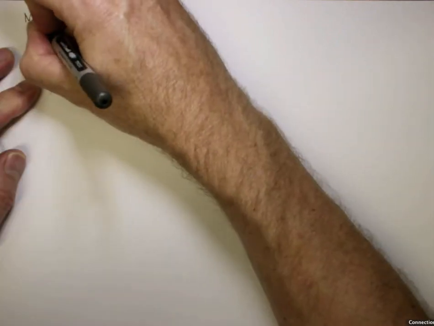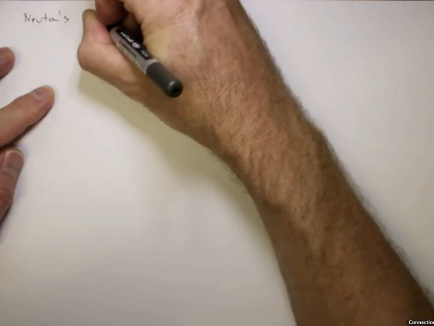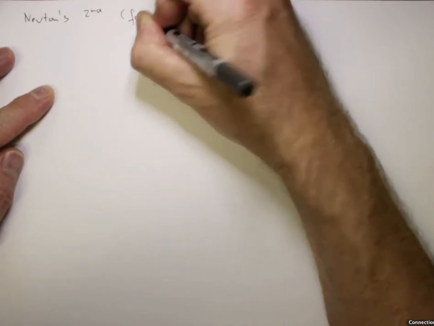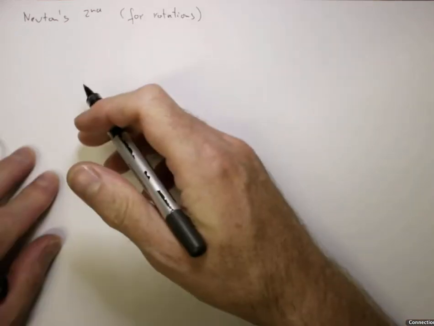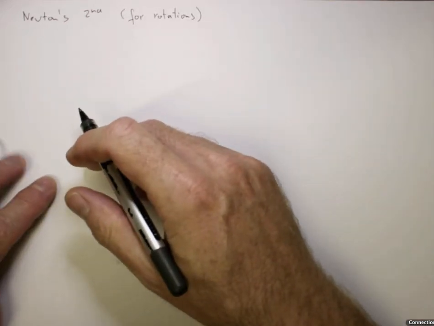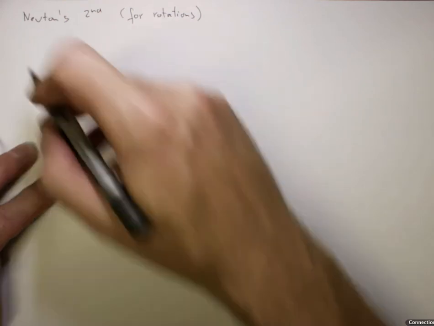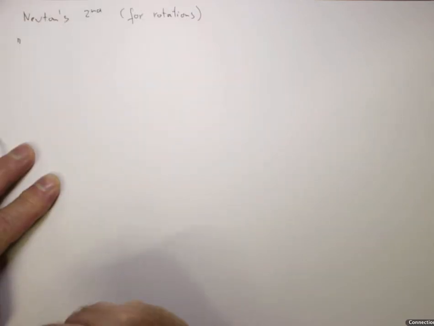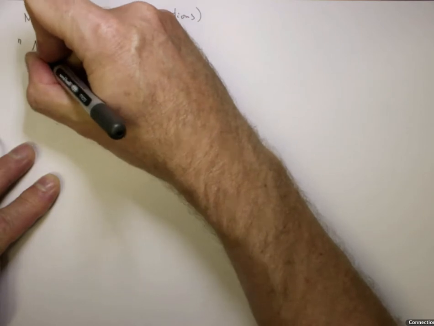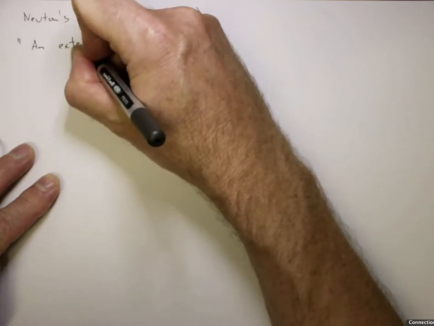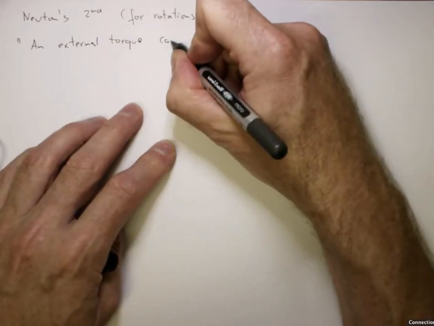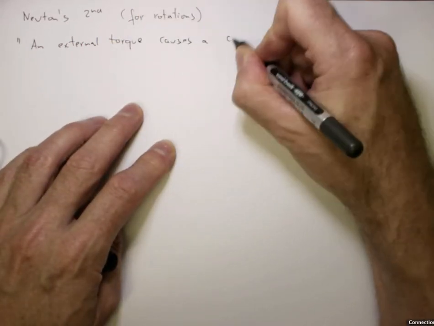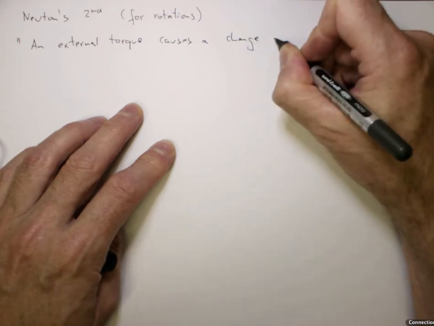We haven't completed our second law as expressed for rotations. And this is because we haven't introduced the concept of angular momentum, which is very important in rotational mechanics. One might paraphrase Newton's second law as an external torque causes a change of angular momentum.